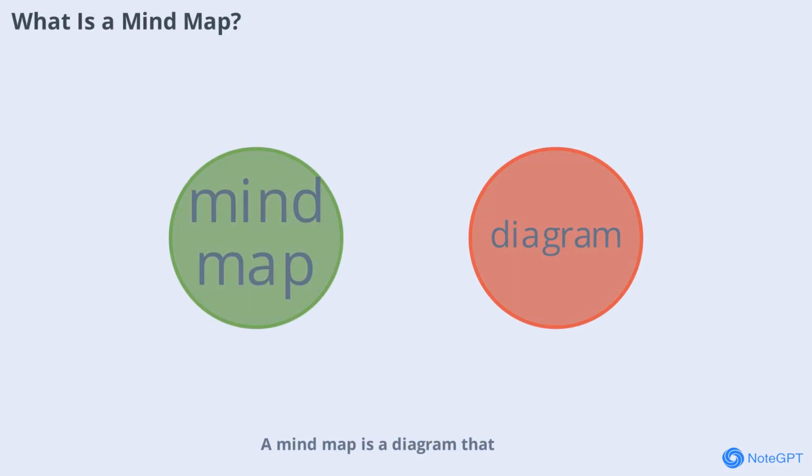A mind map is a diagram that visually organizes information around a central idea. Imagine a tree, with the main topic at the center and branches spreading out to related concepts. This structure mirrors how our brains naturally process and recall information. By using colors, images, and keywords, mind maps make complex topics easier to understand and remember.